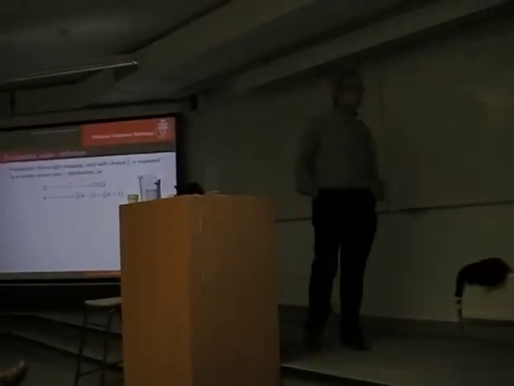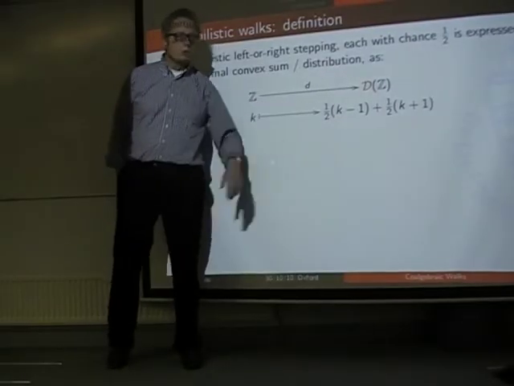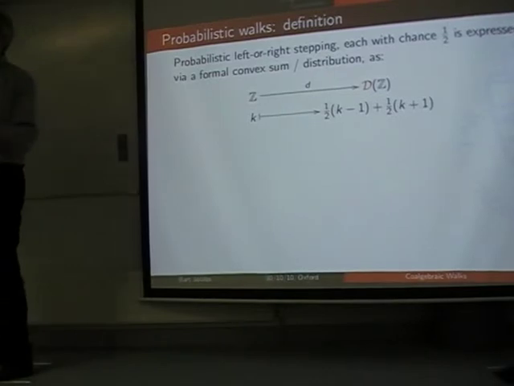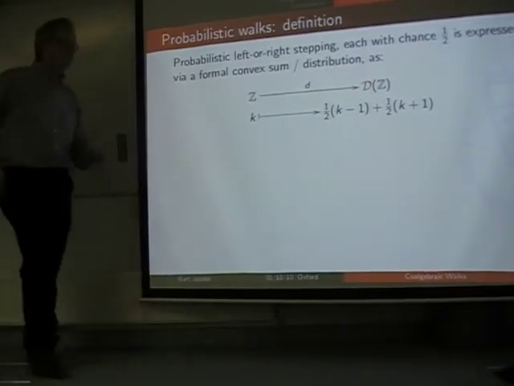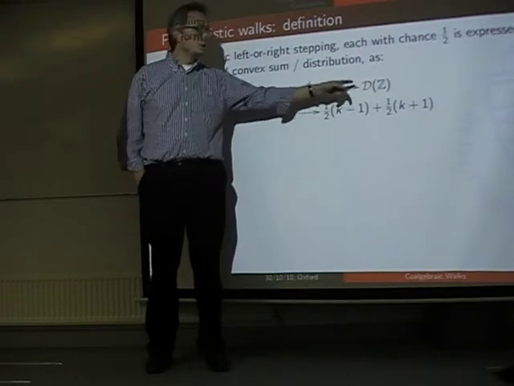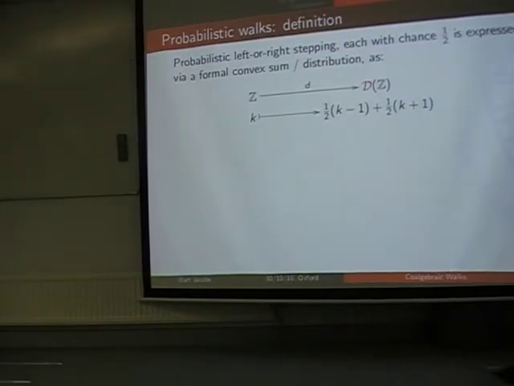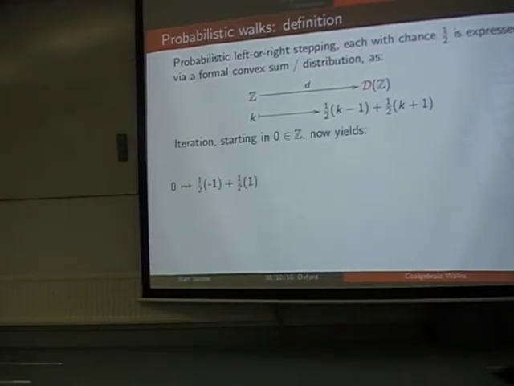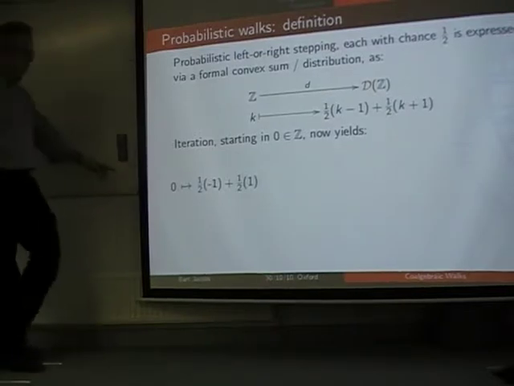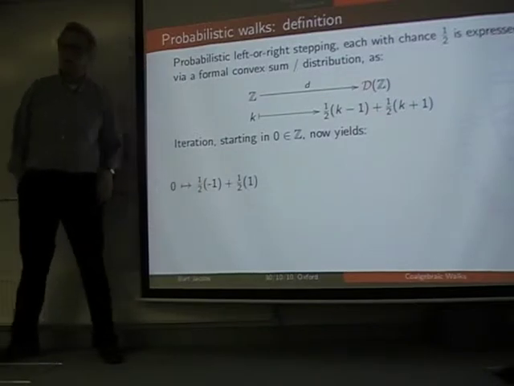So now we use the distribution functor here, the D, instead of the power set. In the kind of walks I look at, you can still step left or right, and I take them with equal probability. So this is a formal convex combination, which is in this distribution functor. So let's iterate this now. Starting in 0, I get this. It's a bit funny, maybe the notation, but it's a formal combination of -1 and 1.